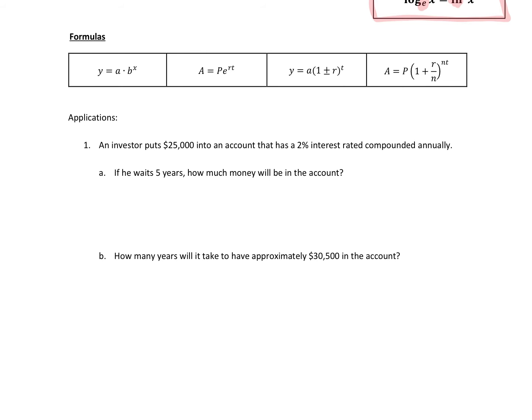So if we read this first one, it says an investor puts $25,000 into an account that has 2% interest compounded annually. He waits 5 years, how much money will be in the account? So this problem is really similar to the problems we did last unit. We're going to use our compound interest equation. My principal, or how much I'm putting in the account, is $25,000. My rate is 0.02. Compounded annually means my n is 1, and my t is going to be 5.